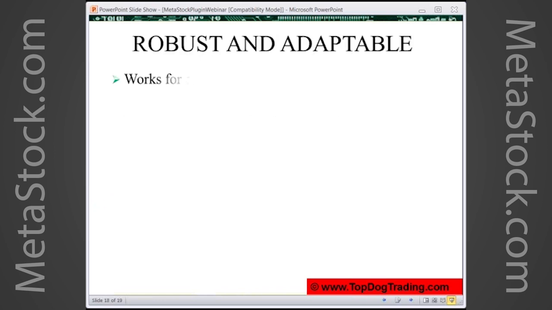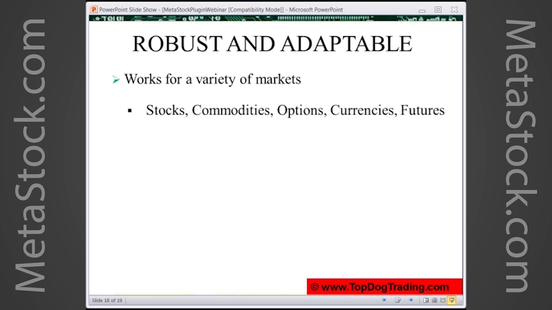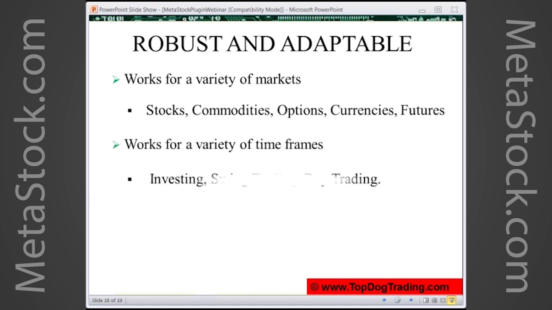It's very robust. It's very adaptable. I use the same 5 energy method whether I'm trading stocks, commodities, options, currencies, or futures. And I use the same 5 energy method whether I'm investing, swing trading, or day trading. And by the way, I'm a very flexible trader, so I trade all these markets and I trade all these time frames. But I use the same 5 energy method for all of them.